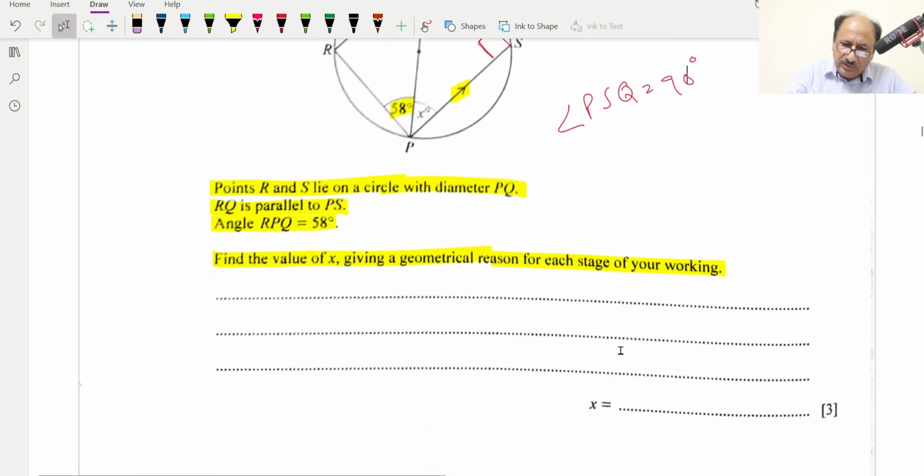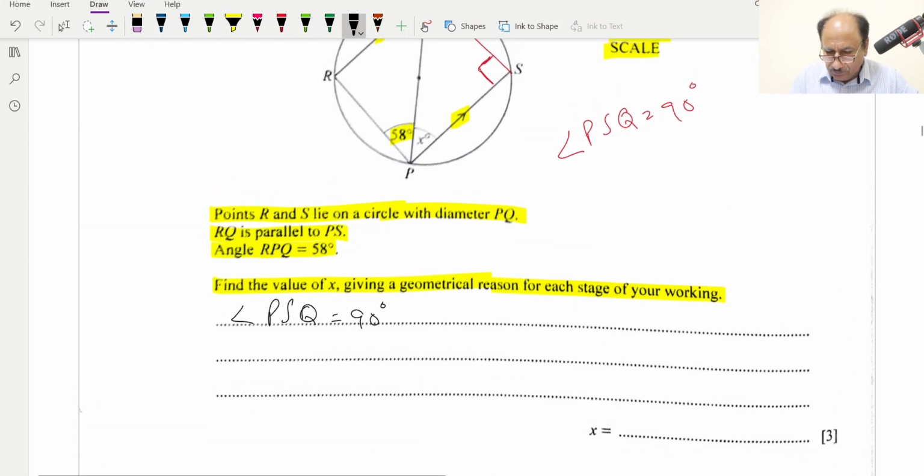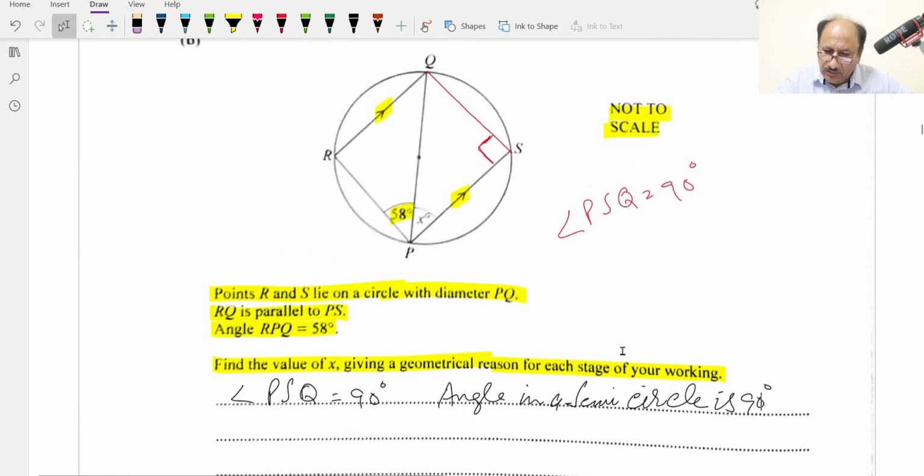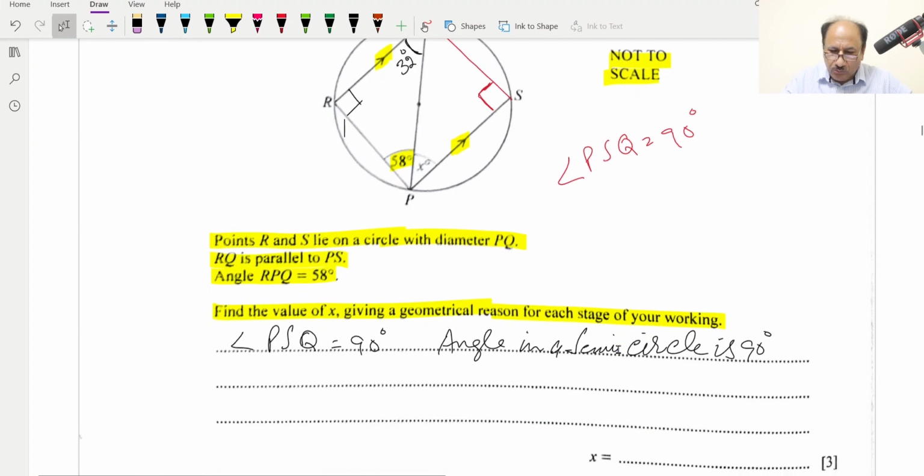Okay, so we can write here at the proper place angle PSQ is equal to 90 degrees, and the reason is what? Angle in a semicircle is 90 degrees. This will be the reason. Then we can say this is 58, so this remaining angle will be what? This will be 32. This is 32 and this is 90 degrees.